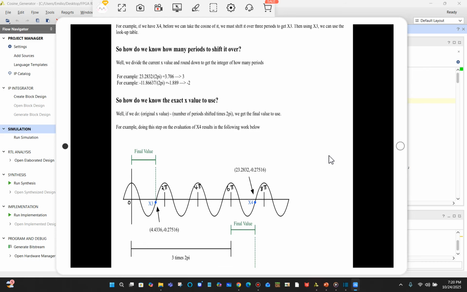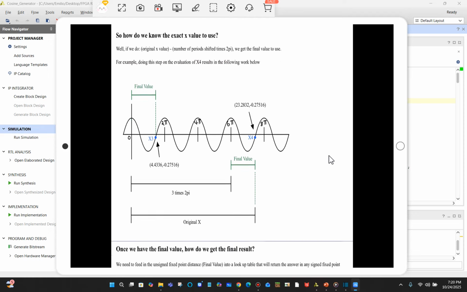So once we know how many times to shift it over, how do we know the exact x value to use? Well, if we do the original x value minus the number of periods shifted times 2 pi, we get the final value to use.